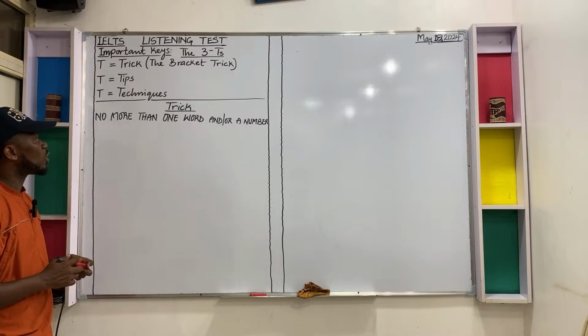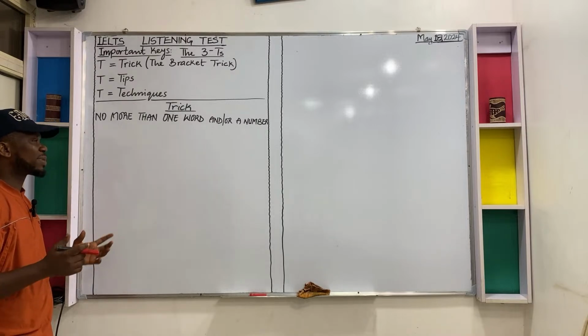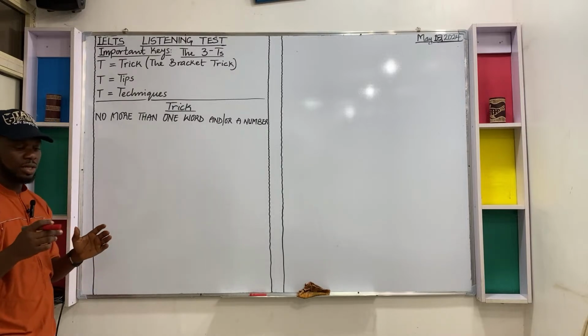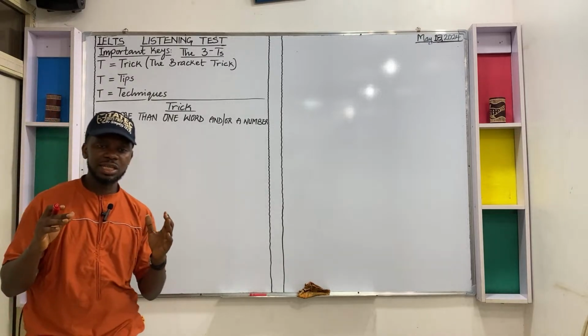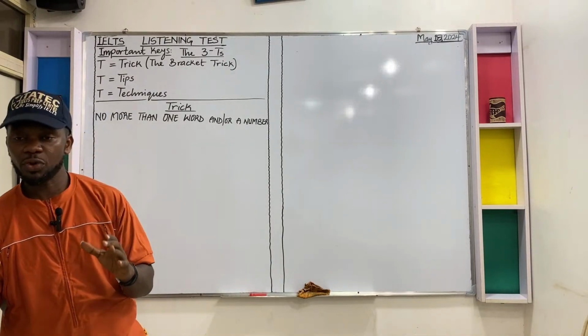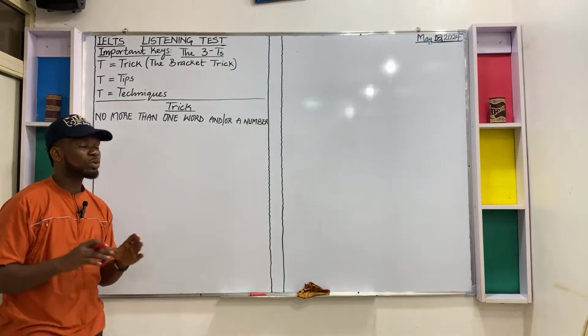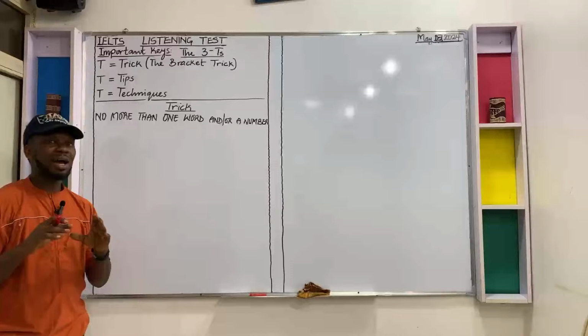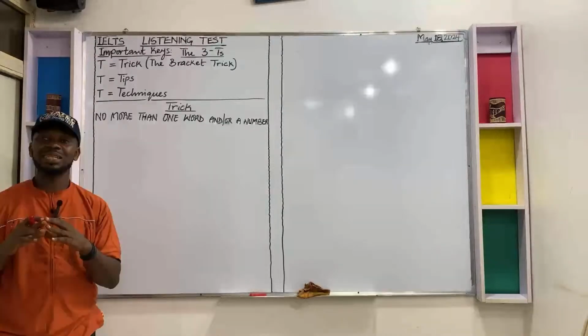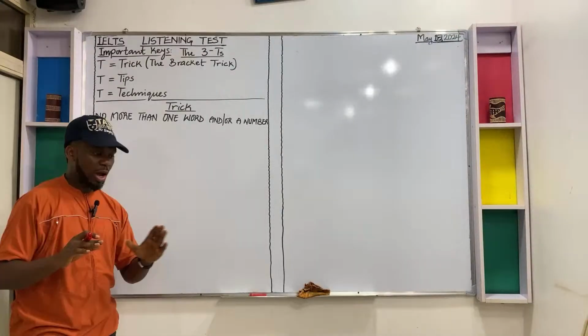First, we are going to take on the trick. What does this bracket trick mean? It is the practice of putting in brackets a part of your answer that you are not so sure about. In brackets, a part of your answer that you are not so sure about. Now, what does this mean?